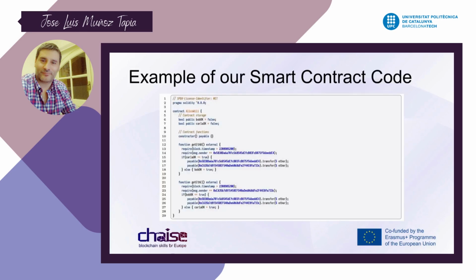Now we can see the code of the previous example. Remember that we had Alice, who is like the mother of Bob and Carla. Alice wants to create a smart contract. Alice will deploy a smart contract and fund it with 10 ethers. Bob and Carla can claim these 10 ethers, but it must be after 2040.